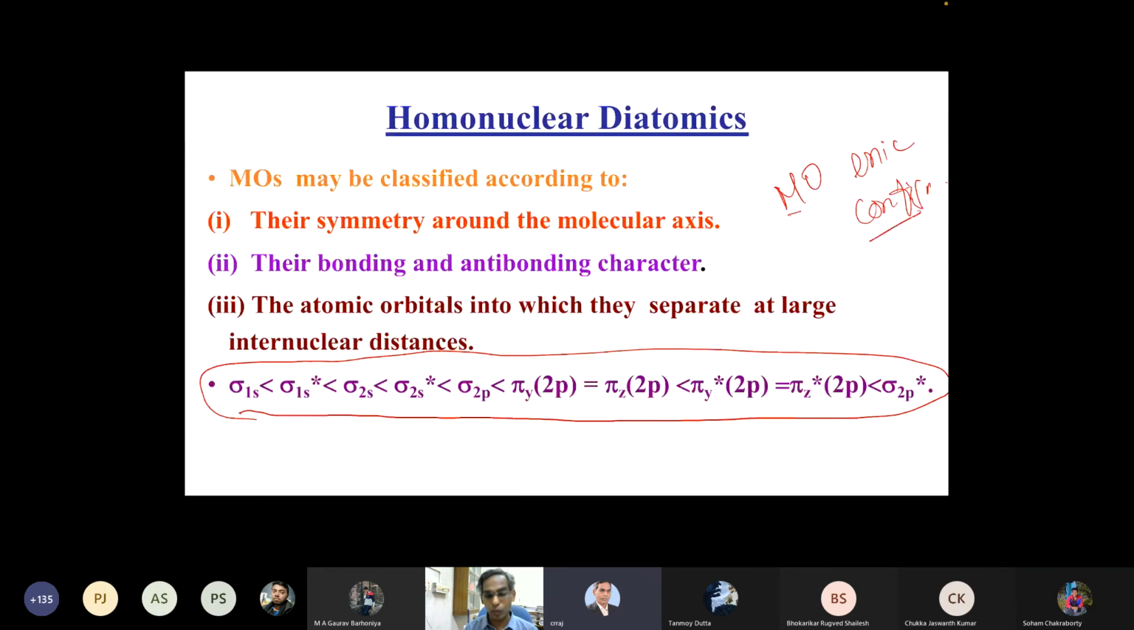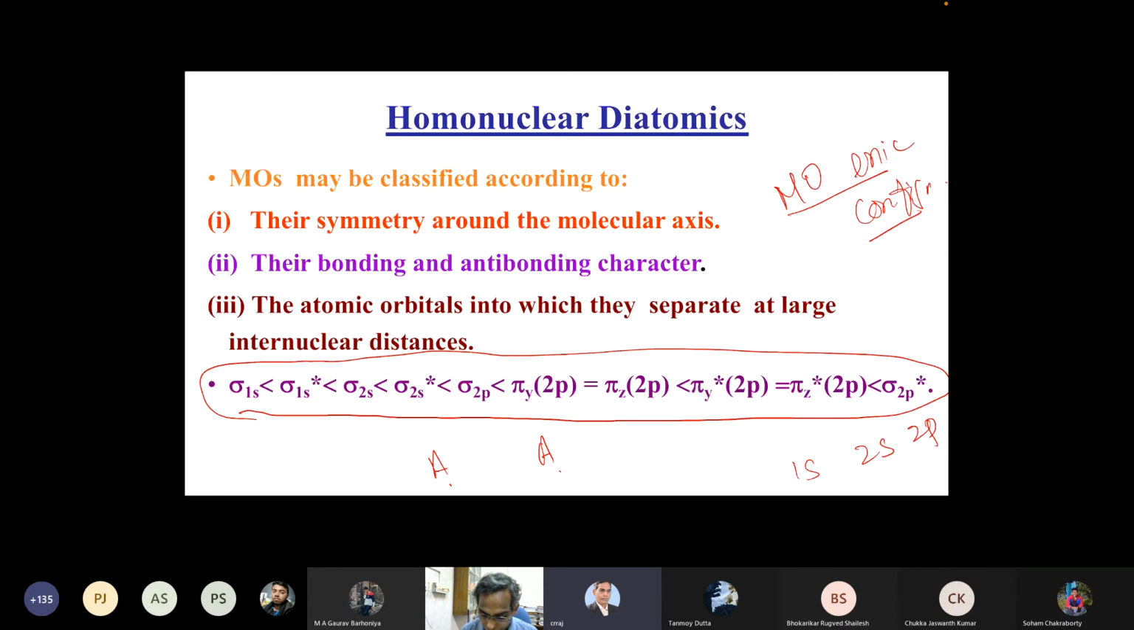This is important. How do I know? How do I write an MO electronic configuration? First, I need to know how the MO is built up. Basically, we have, say, the 1s orbital, 2s orbital and 2p orbital, for example. So if I'm taking A and A, the 1s of A and the 1s of A will overlap.